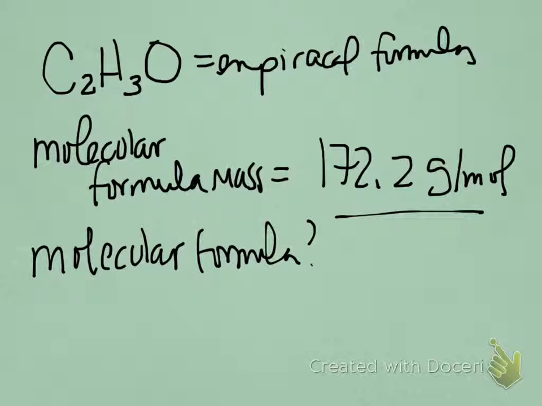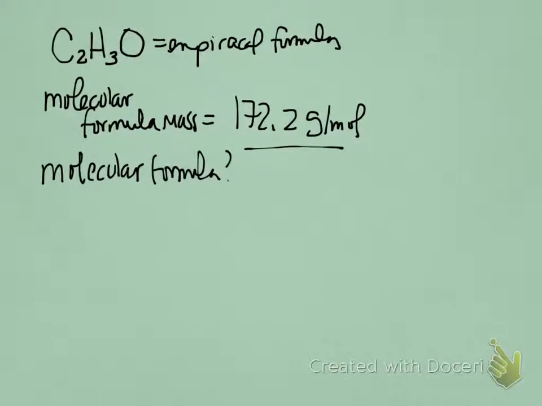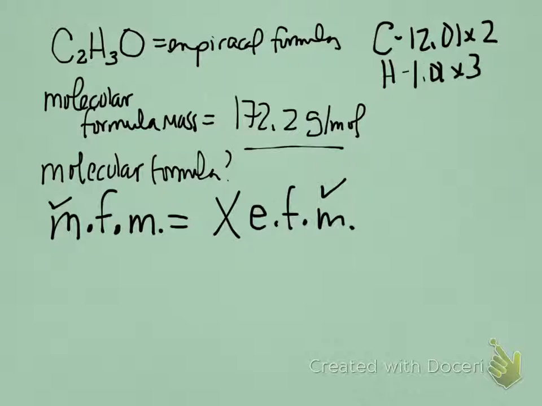How do we get started on this? We need to figure out the empirical formula mass. So we know that, I'm going to abbreviate this, molecular formula mass equals X times the empirical formula mass. Well, we have this. We need that. That's easy. Carbon is 12.01 times 2. Hydrogen is 1.01 times 3. And oxygen is just 16.